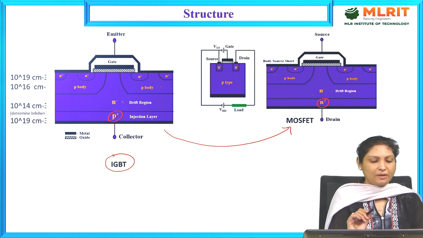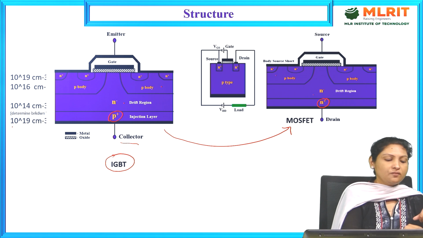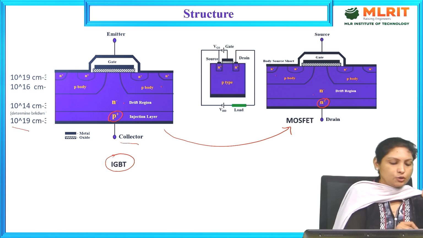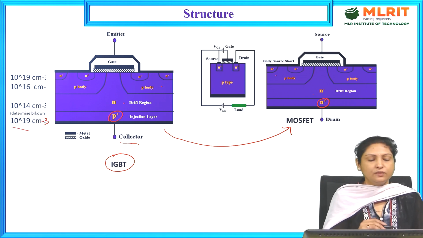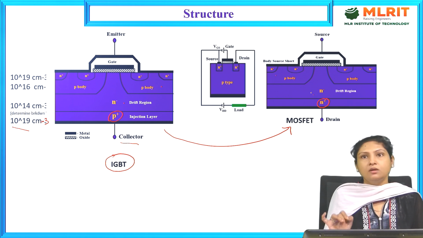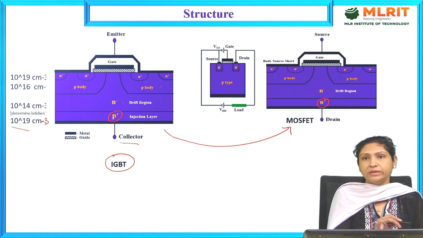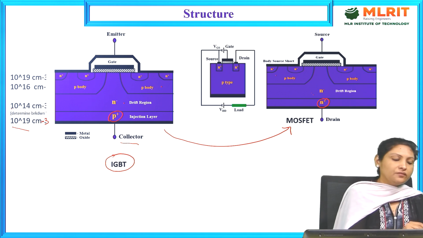And if you see the P plus substrate, the bottommost layer, it is connected to the collector terminal, and it is heavily doped, about 10 to the power of 19 per centimeter cube. Above which an N minus layer is present, which is common to that of the MOSFET. And here the N minus layer is the drift region. As I told you, it determines the breakdown voltage of the device, and it is lightly doped, in the order of 10 to the power of 14 per centimeter cube.